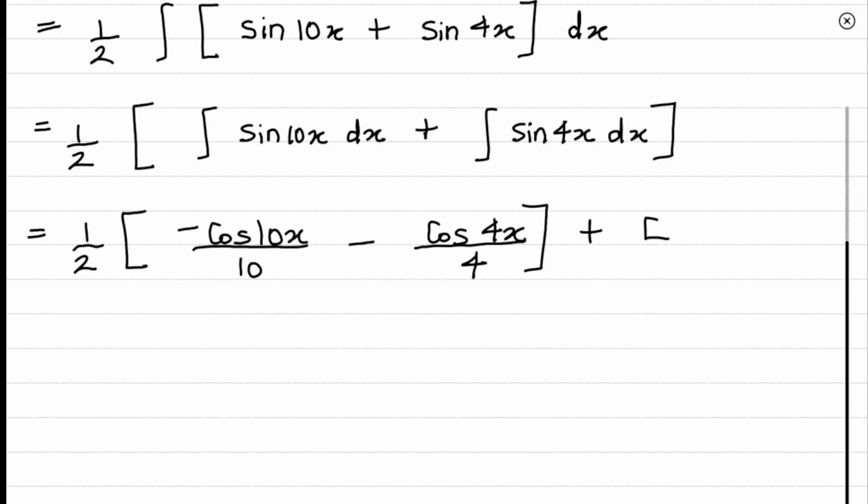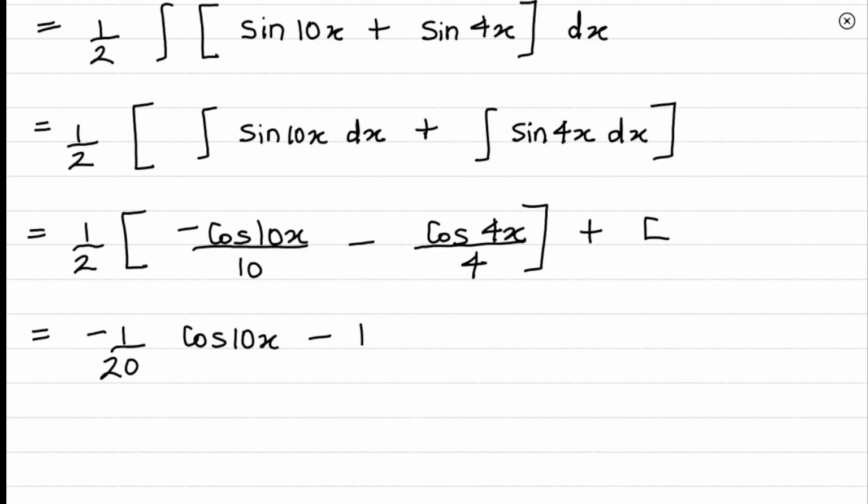You can simplify this a little bit. Multiply this minus half inside of that bracket, and you have minus 1 over 20 cosine 10x minus 1 over 2 times 4, which is 8, cosine 4x plus constant of integration. See, and this is nothing but the simplified final result of this integral that we are looking for. I hope that made sense.